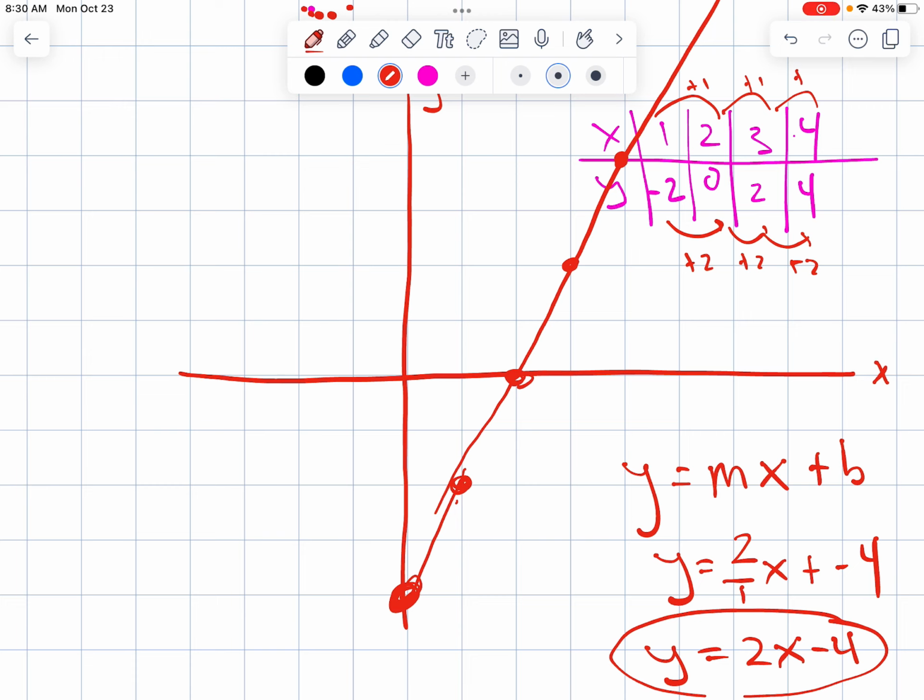And if you look on the table here, if I can squeeze this term in, the 0th term would be -4. So -4, -2, 0, 2, 4.